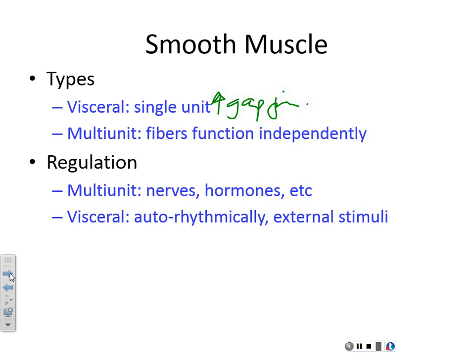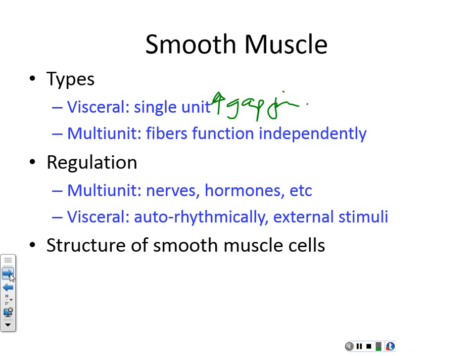Okay? So anyway, we're almost done, right? Regulation of multi-unit is by nerves and hormones, et cetera. Usually these are autorhythmical. They will have their own rhythm of beating, self-exciting most of the time, and a bit of external stimuli also, like all the digestive parts.